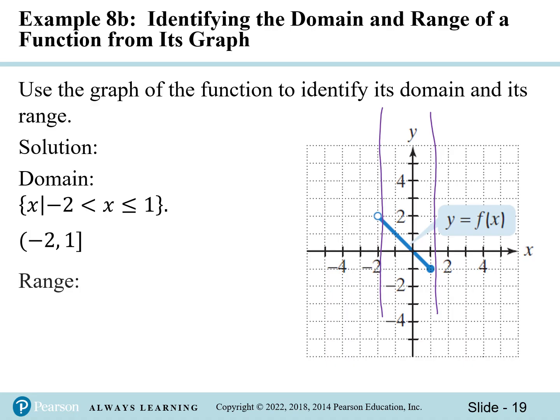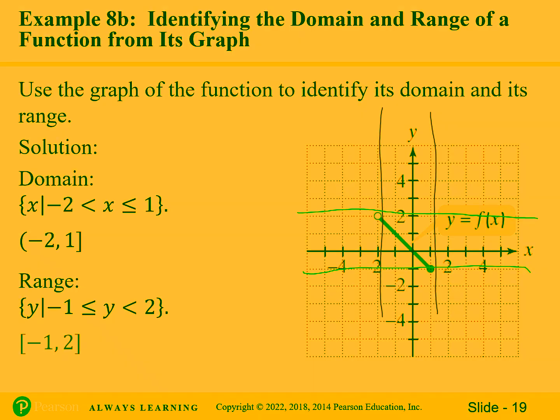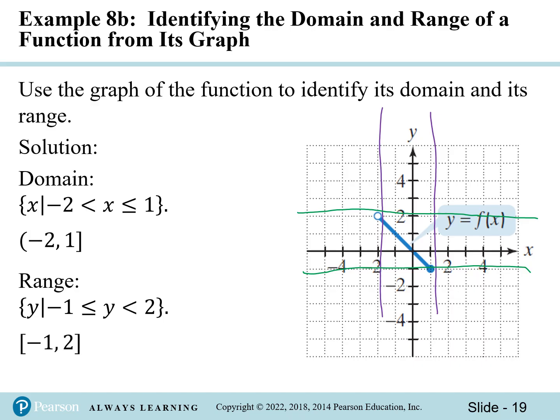The range is going to be bottom to top. So bottom, my smallest y value looks like -1. My largest y value looks like 2. So it's -1, equal to, because it's a closed circle, less than or equal to y, less than 2, because it's an open circle, so it can't be equal to. And that's a mistake. We have an open circle at 2, so this should actually be a parenthesis. So it's a bracket, -1, 2, parenthesis.